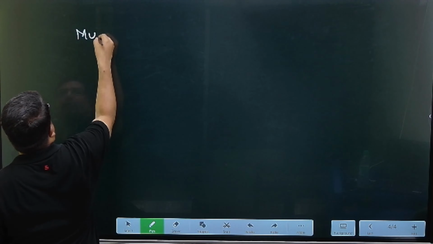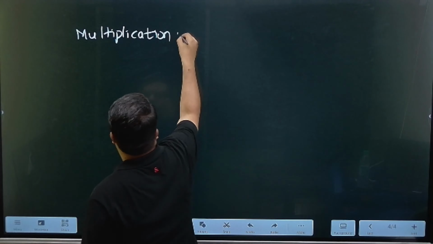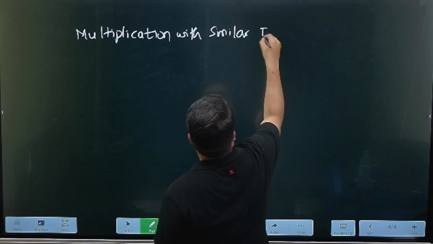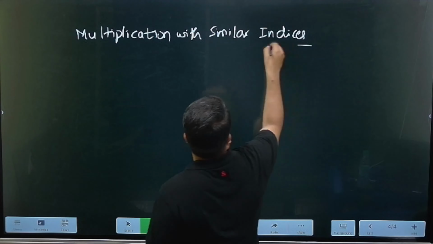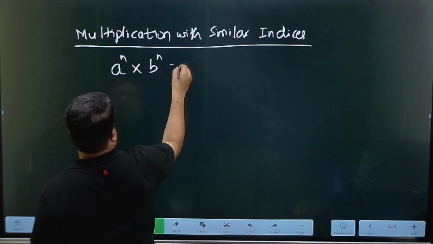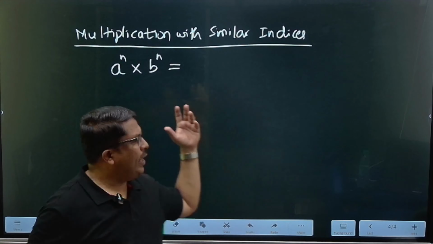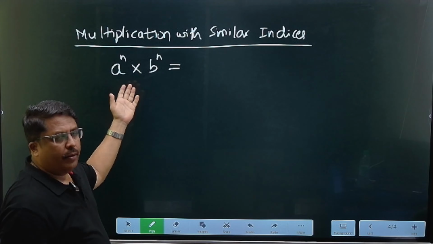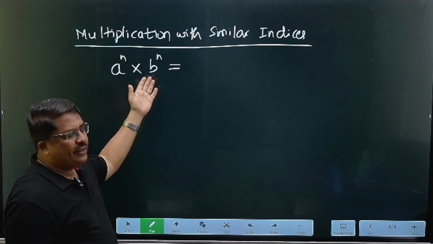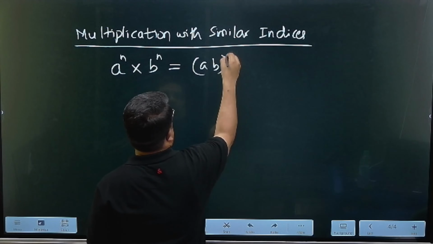Multiplication with similar indices. With similar means bases are different, indices are same. So that is a to the power of n into b to the power of n. Here I have taken two expressions. One term whose base is a, exponent is n, index is n. Another term whose base is b, same index. Then you have to write ab raised to n.